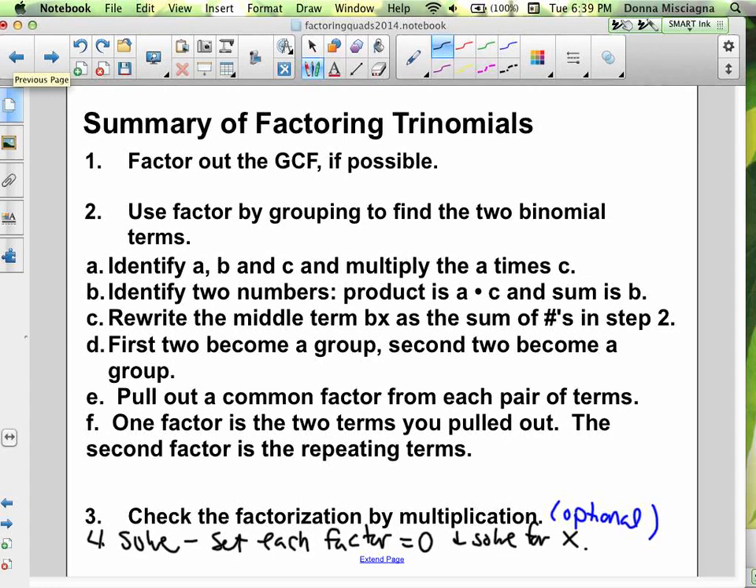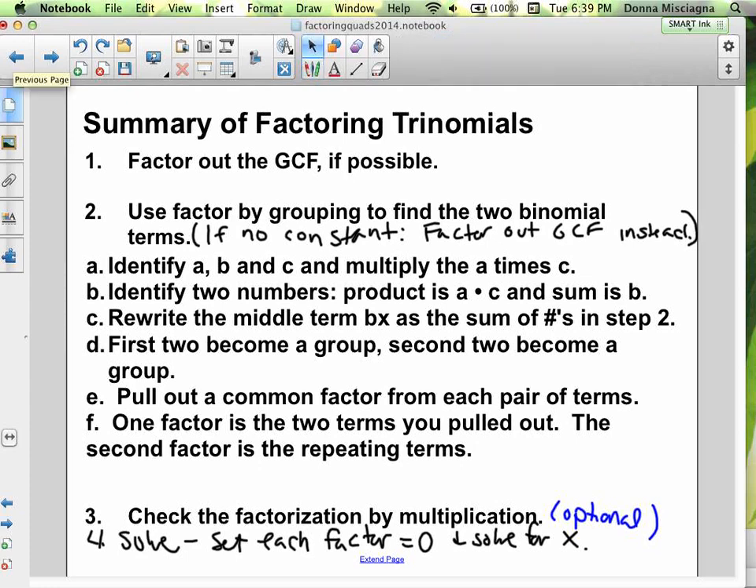So we had factor by grouping. Let's just add one thing. If there's no constant, just as a reminder, factor out the GCF. You won't be able to do factor by grouping, or it's not very practical to do factor by grouping. And there's no reason to do factor by grouping if you have no constant term. Instead, just factor out the greatest common factor, and that's it. That's your 2 factors.